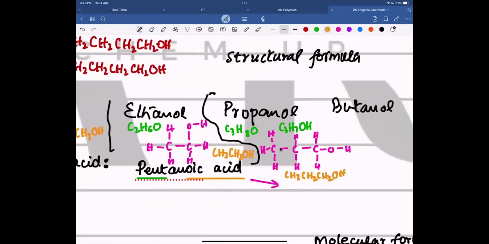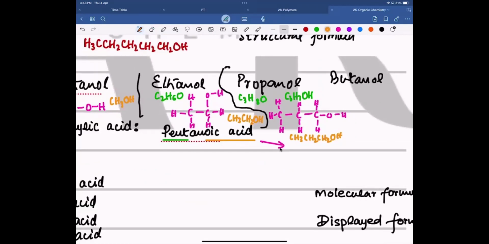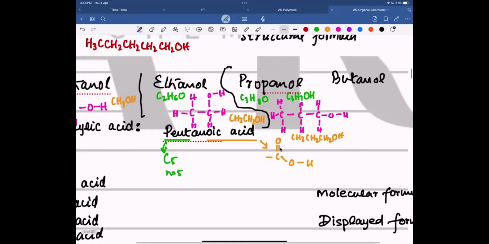Now, pentanoic acid. What does "anoic acid" tell me? It tells me that it's C double bond O, O and H. Pent tells me that it's carbon 5, and the value of n would be 5. And there is one more thing: its general formula would be CnH2nO2. Or the other one is CnH2n+1COOH. There are two general formulas.